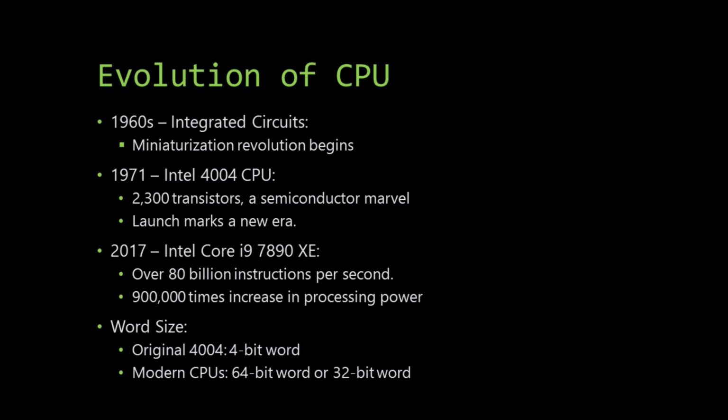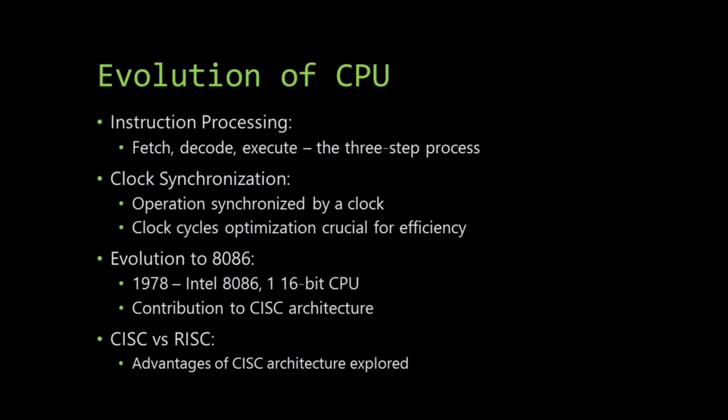CPUs process data based on binary representation with word size at the core of their architecture. The original 4004 had a 4-bit word, while modern CPUs operate on 64-bit or 32-bit words. Instructions fundamental to all computer programs follow a 3-step process: fetch, decode, and execute. The CPU's operation is synchronized by a clock, and as CPUs advance, clock rates increased. However, optimizing clock cycles became crucial for efficiency, facing challenges like unpredictable results and heat buildup.